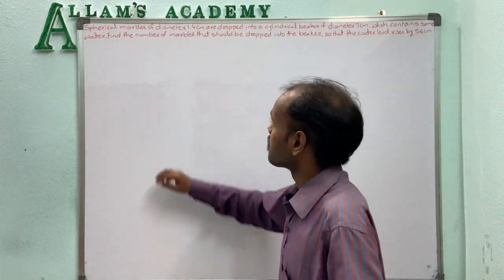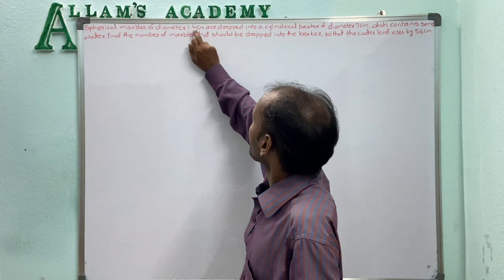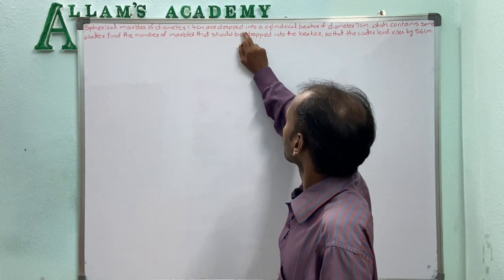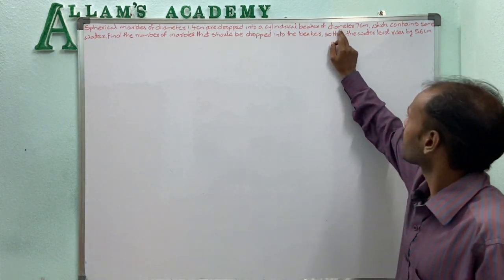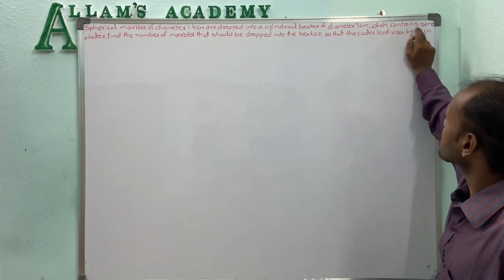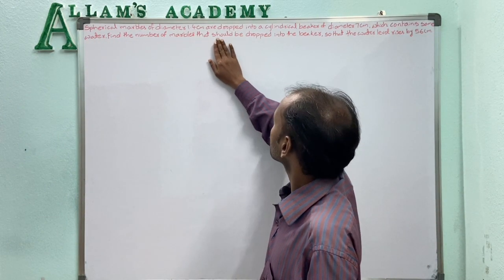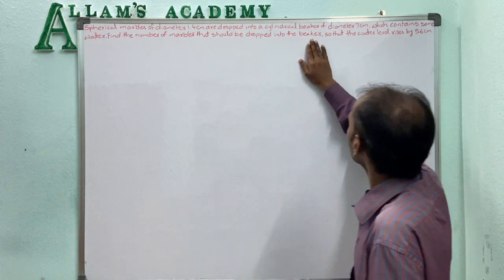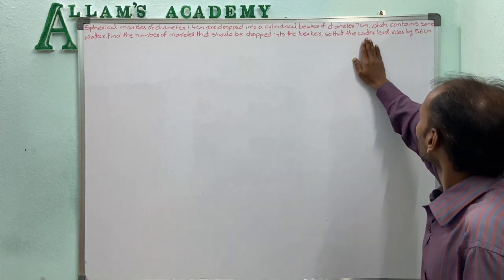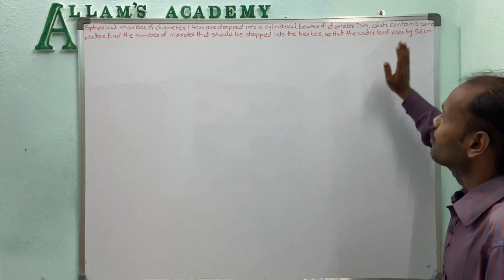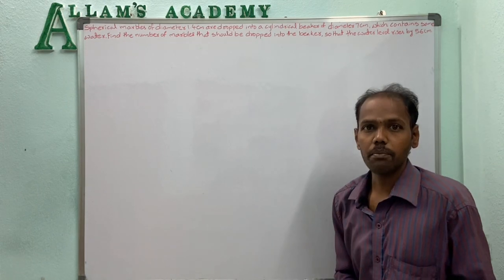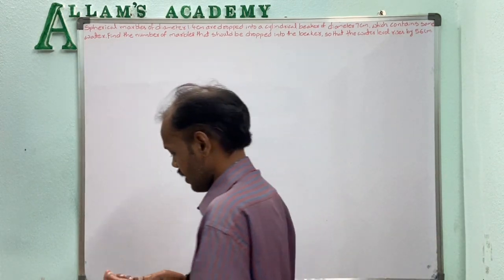The given problem is: spherical marbles of diameter 1.4 centimeters are dropped into a cylindrical beaker of diameter 7 centimeters which contains some water. Find the number of marbles that should be dropped into the beaker so that the water level rises by 5.6 centimeters. That is what is given.